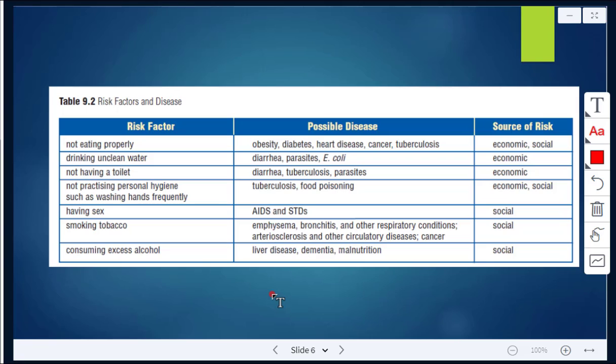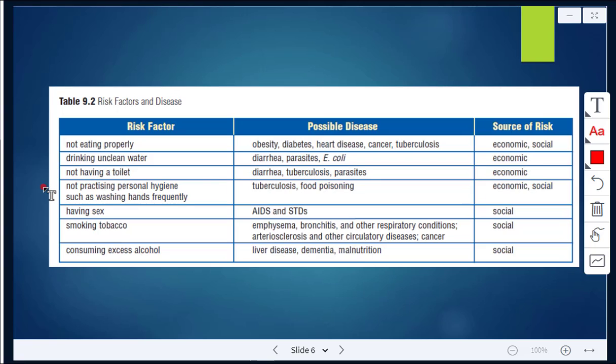So, risk factors and disease. For example, not eating properly: possible diseases are obesity, diabetes, heart disease, cancer, tuberculosis, and the source of risk is economic and social. Drinking unclean water: possible diseases like diarrhea, parasites, E. coli. Source of risk, it's an economic risk. Not having a toilet: possible diseases are diarrhea, tuberculosis, and parasites, and it is an economic source of risk.